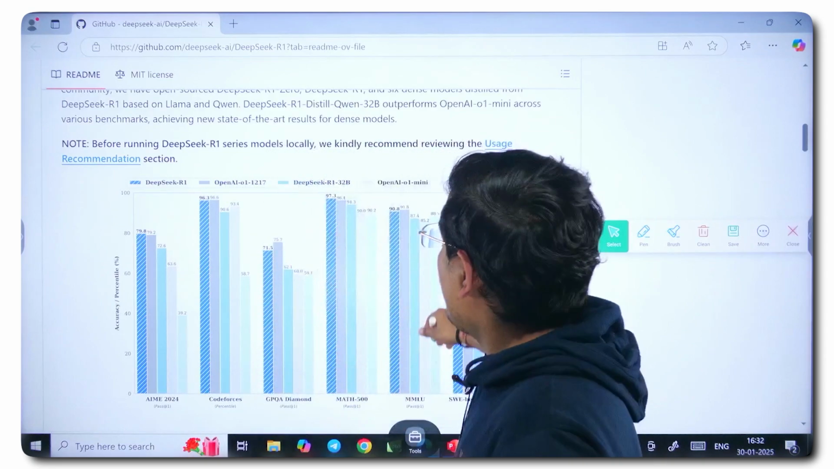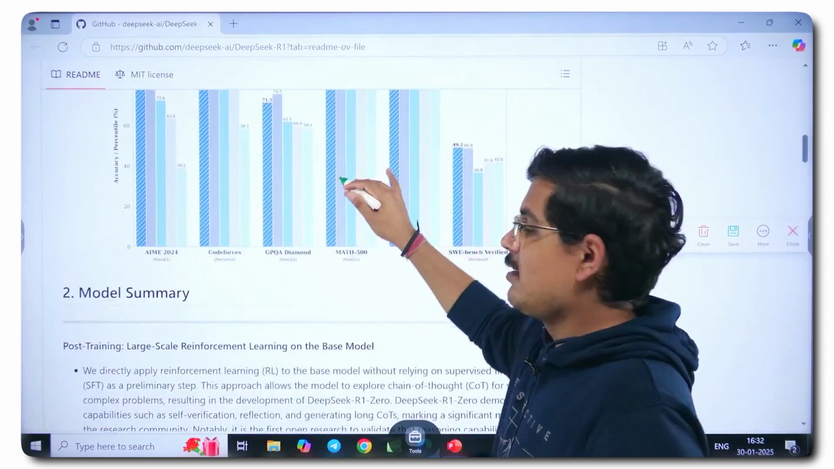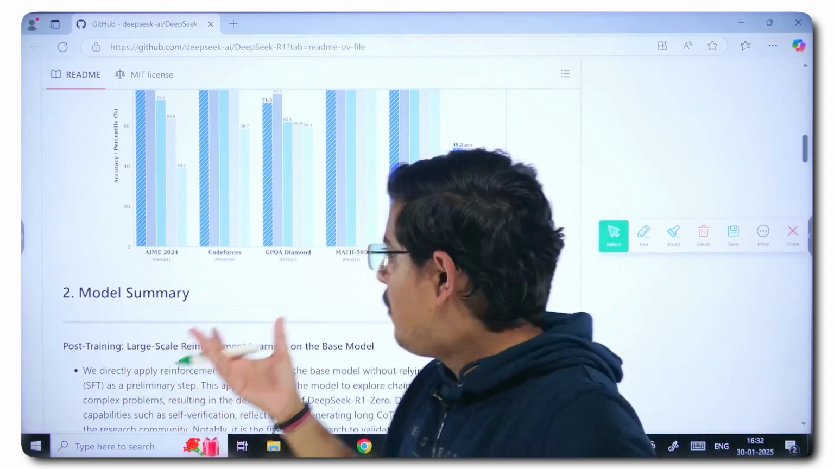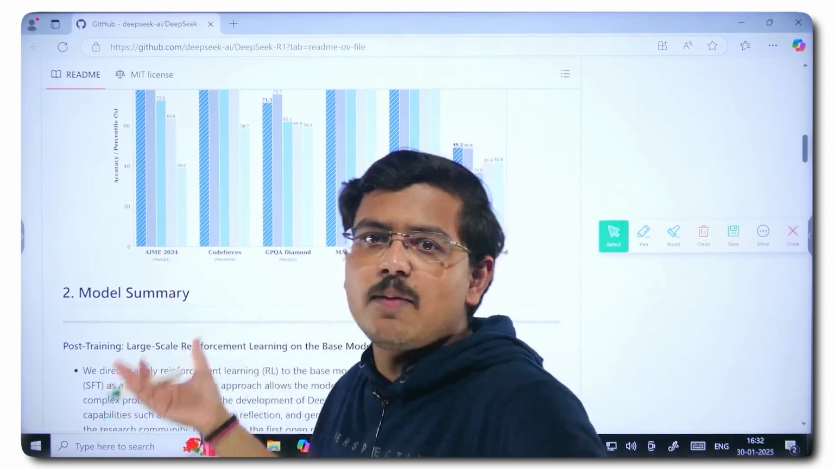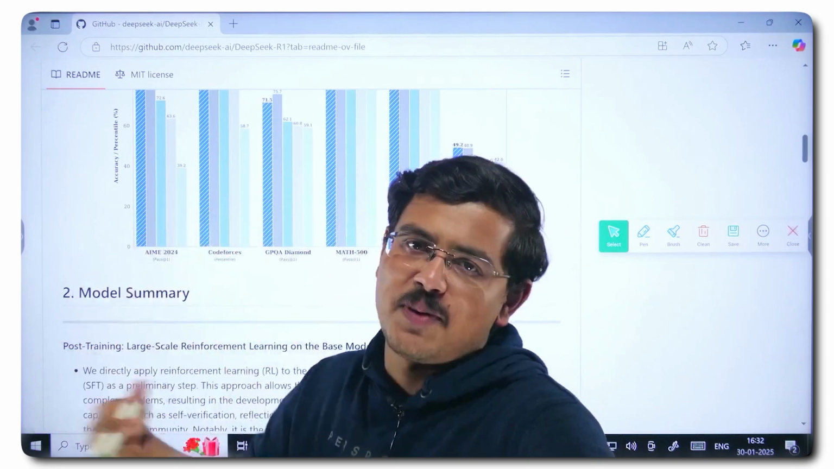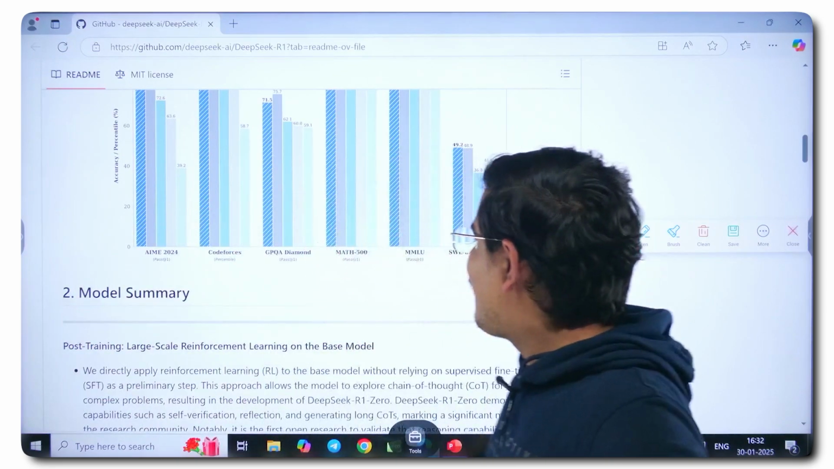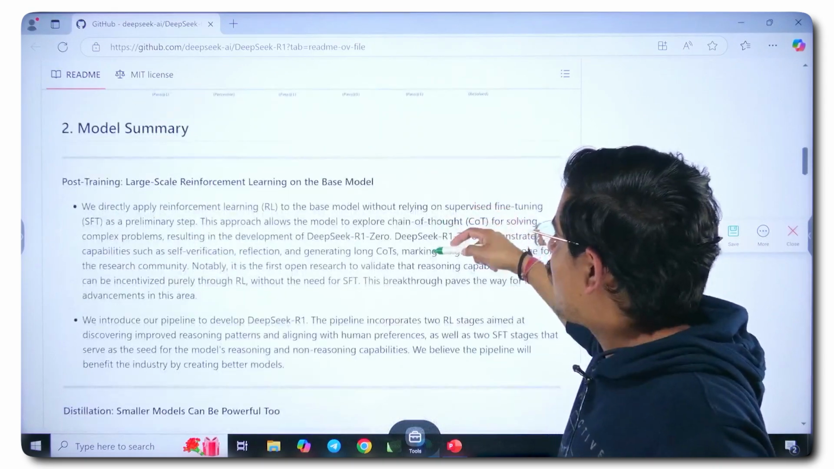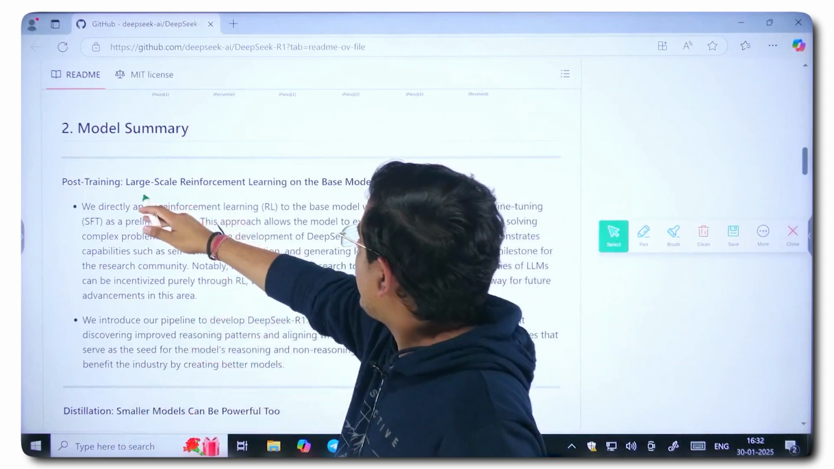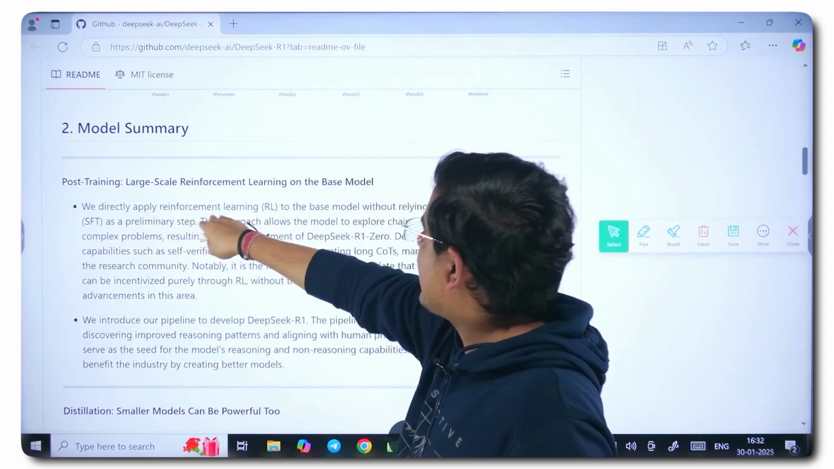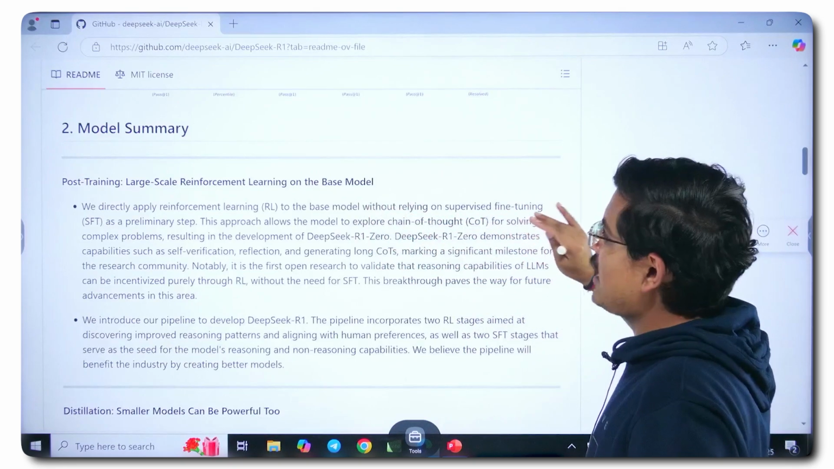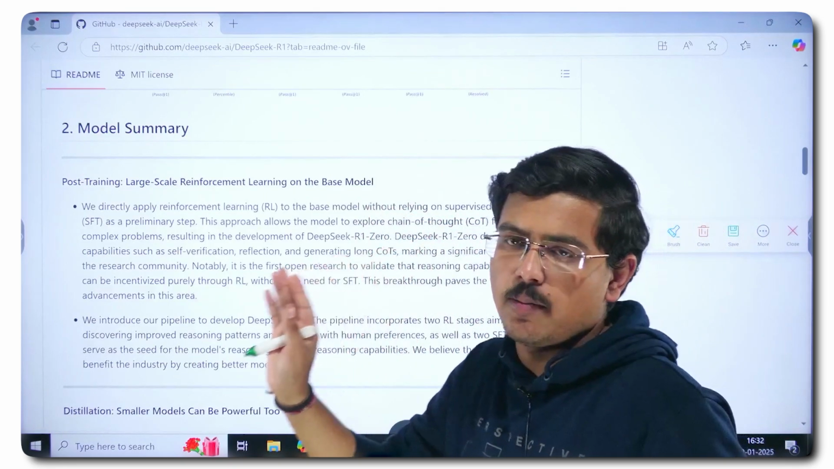Now, going with these metrics, they can actually shake up the market because they are providing better math and reasoning at times than OpenAI, that open model that they were trying to build after spending so much. And they've simply said that large scale reinforcement learning has helped them do that. Fine. See, post training, what they are doing is, they are directly applying reinforcement learning to the base model without relying on supervised fine tuning as a preliminary step.